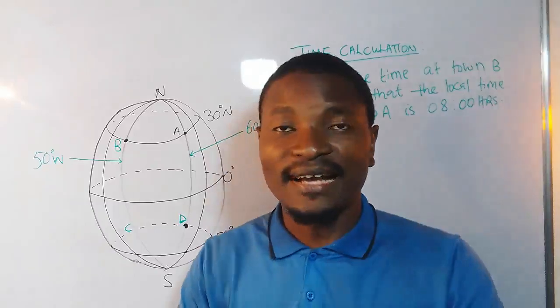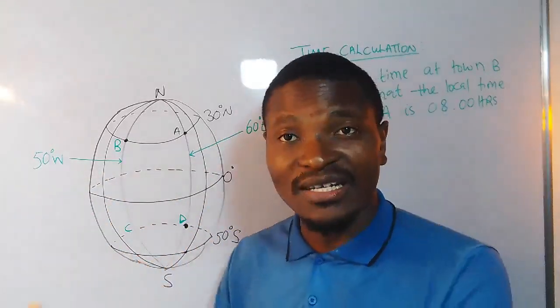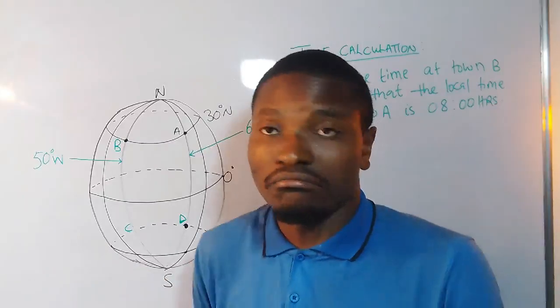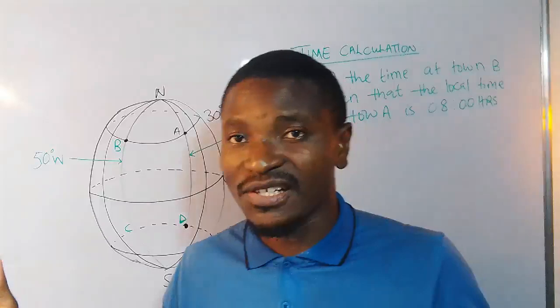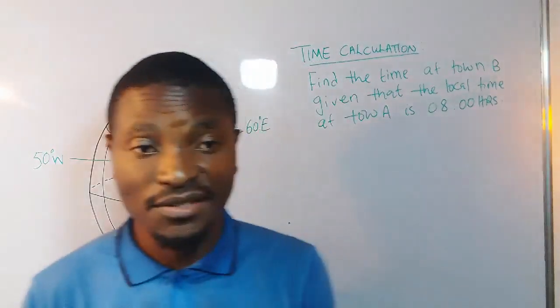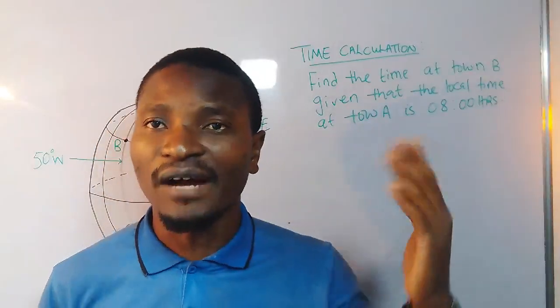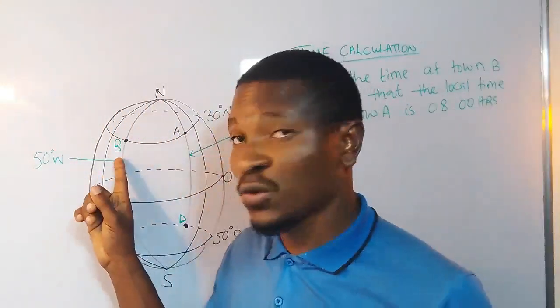So let's say these are countries that have been represented using capital letters, and we don't know what the country is, but let's just assume that these are countries, okay? So now the question is, how can you find the time at point B, which is this one?